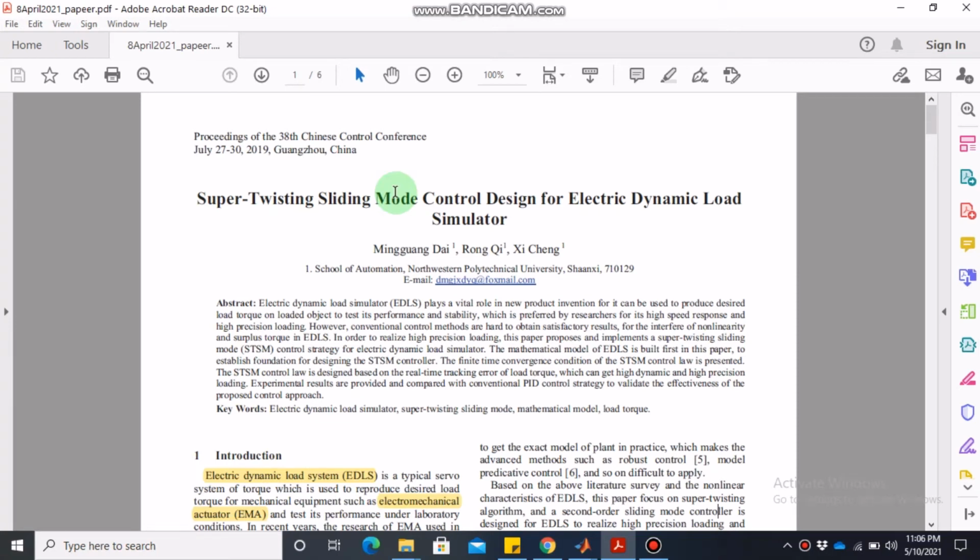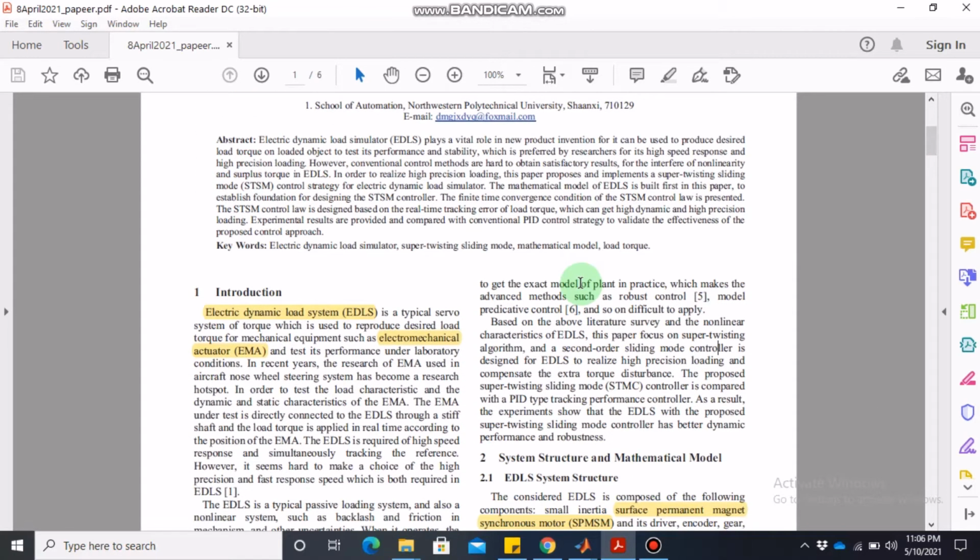Welcome to the online lecture on MATLAB simulation of control systems. Today we are going to discuss super twisting sliding mode control design for electric dynamic load simulator. This paper has been published in the proceedings of 38th Chinese Control Conference in 2019. So without further delay, let's get into the action.